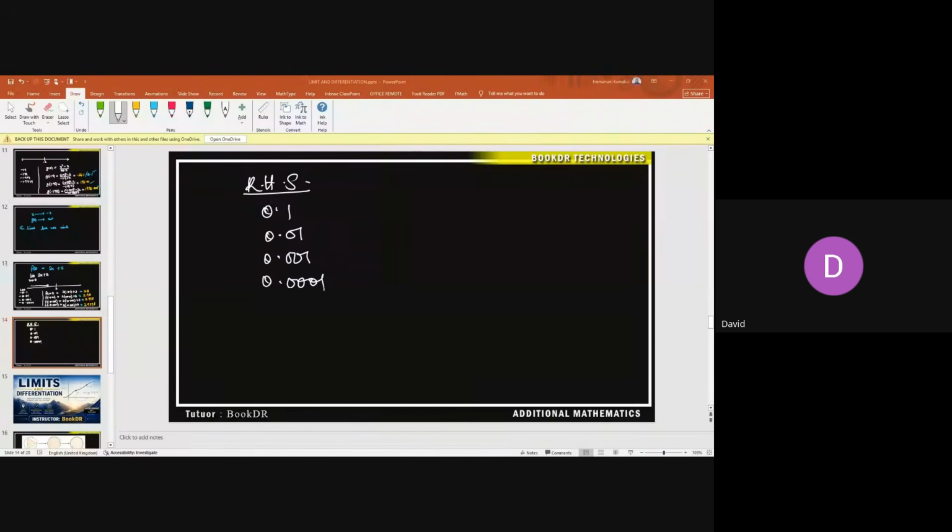0.0001. Okay, good. So now let's investigate the behavior of these numbers too. Now they are positive. So, the function is f of x equals 2x plus 3. We'll start with the first one, f of 0.1, and that will be 2 multiplying 0.1 plus 3.